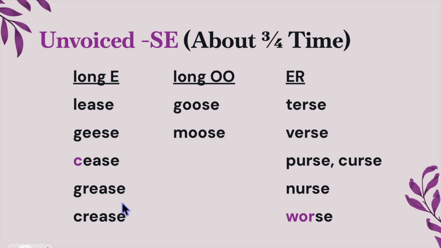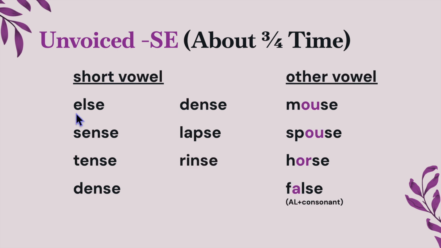Cease, grease, crease. These words will use the long OO sound of oo. Goose, moose. All of these words will use the sound. Terse, verse, purse, curse, nurse. Although OR usually says or, after a W it says er, so this is worse. These words will use the short vowel sound.